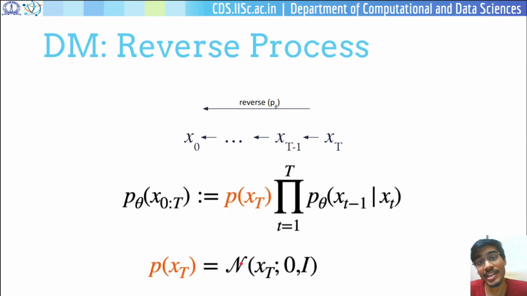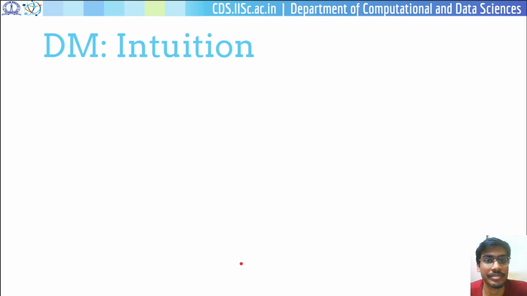So at inference time, to actually generate a sample, we start from a Gaussian and begin sampling from the learned individual steps of the reverse process P of x t minus 1 given x t until we produce an x0. And this is how inference is done after learning the reverse process.